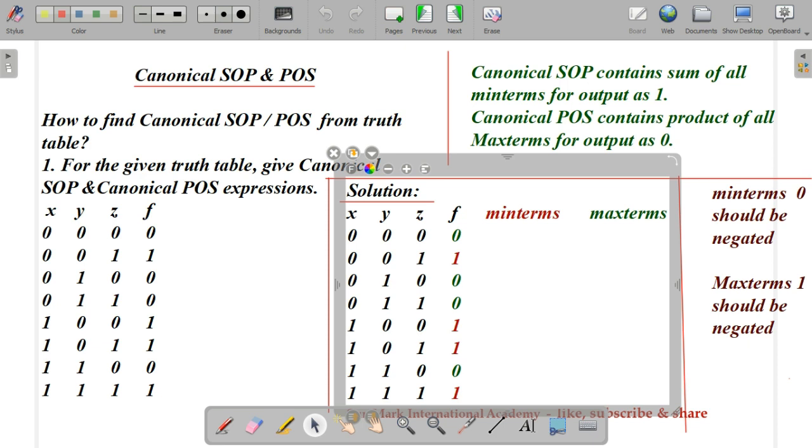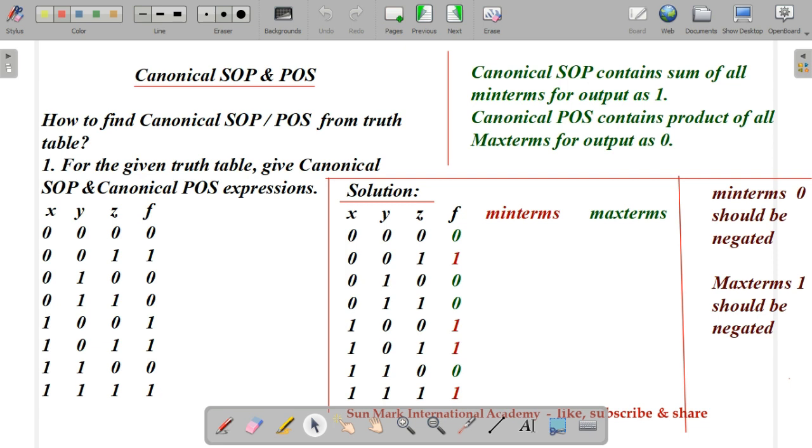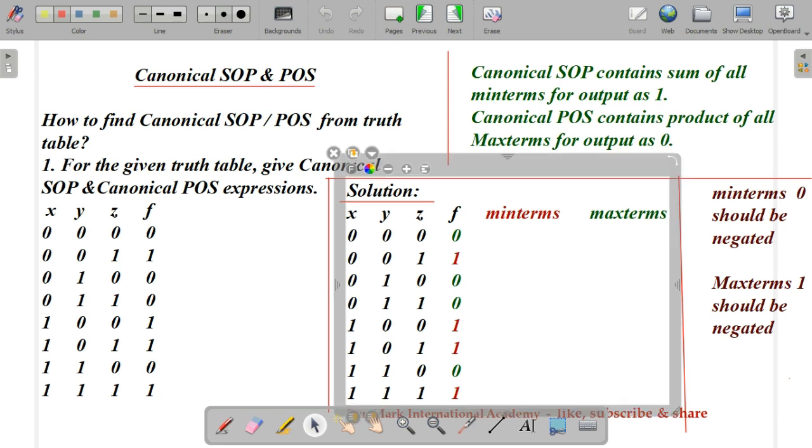By definition, canonical SOP contains the sum of all the minterms for which the output is 1. So the sum of all the minterms where the output is 1 is the canonical SOP. How do we identify these? In the output column, wherever we get 1, that indicates a minterm. Here the output is 1, so this is a minterm.